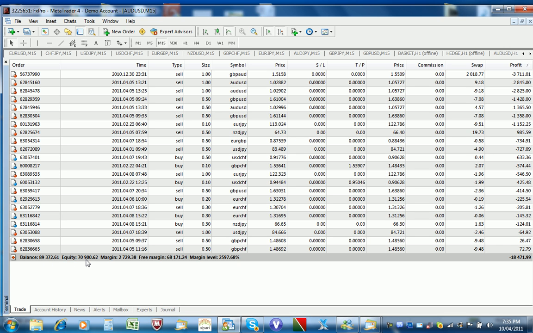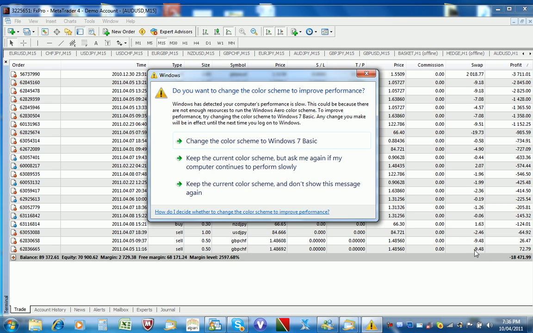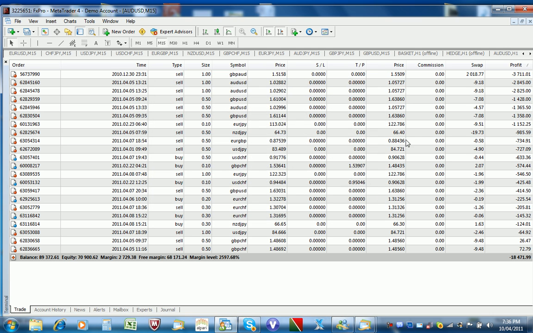Current equity is 70,900. There are currently, for Monday coming, we take profits when profits are due. There are 2 profits here, and we're looking at Monday taking profits and reducing the total amount of currencies on here.